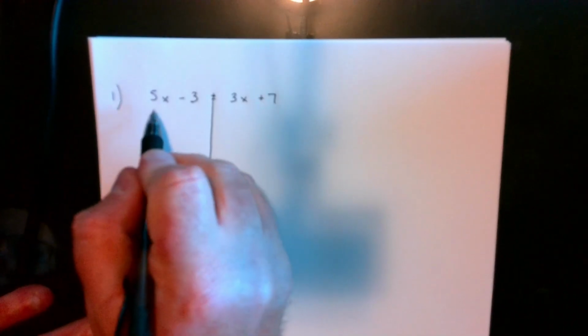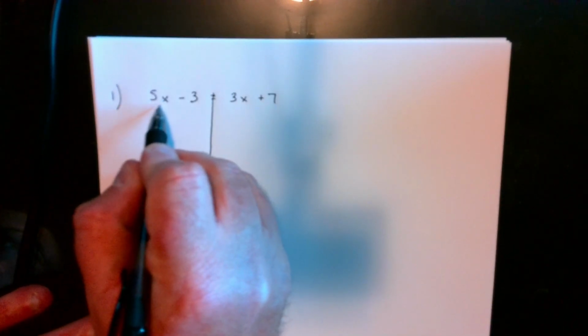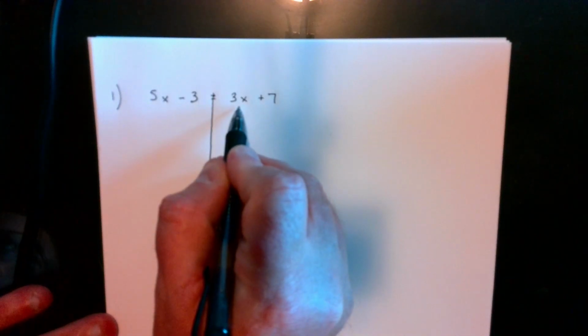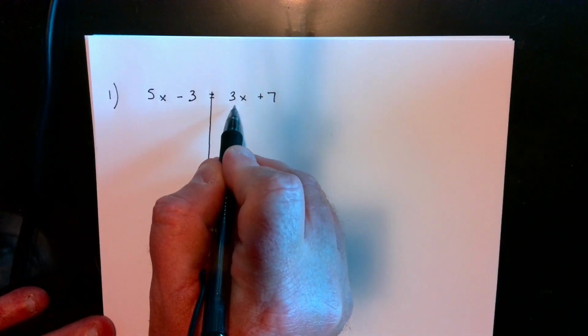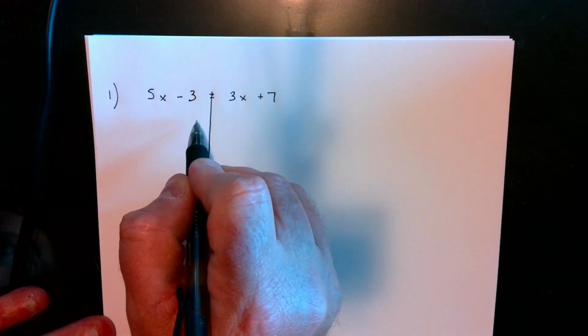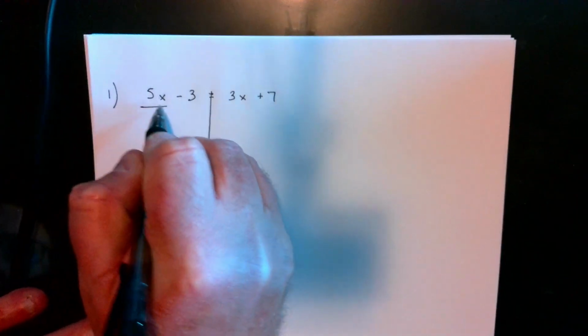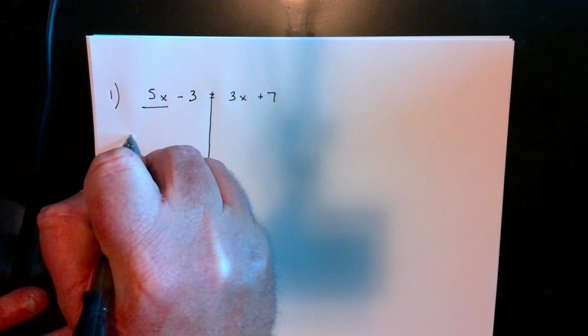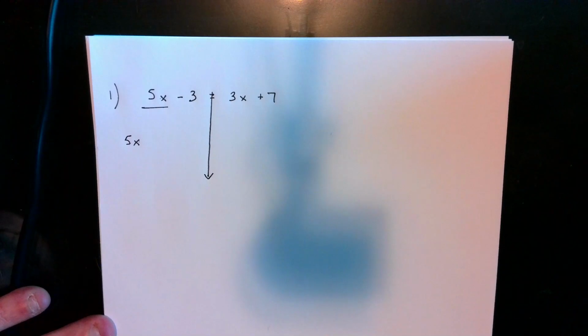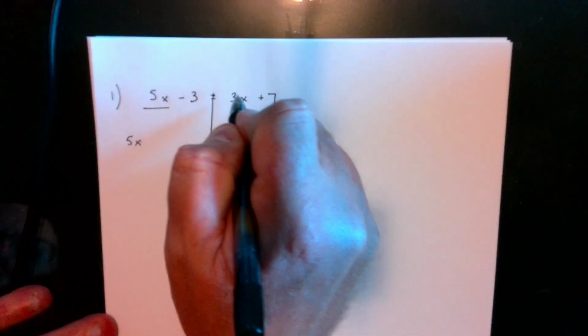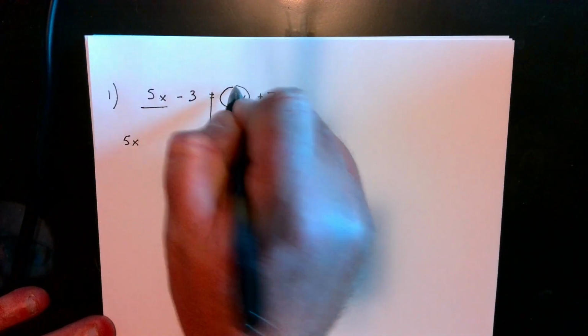As you can see in the equation, we have an x on the left hand side and we also have an x on the right hand side. So to solve this, we need to get both the x's on the same side. If we currently have a 5x on the left hand side, we're going to keep it there. Now this 3x on the right hand side is currently a positive 3x.